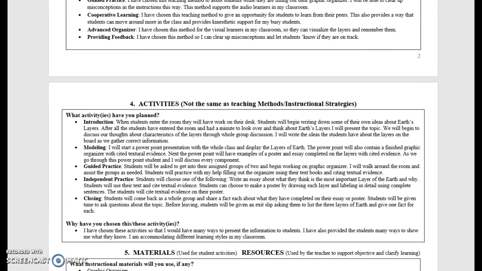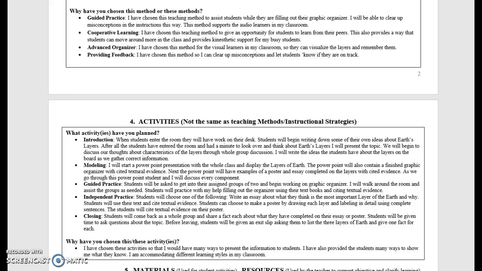Activities. Introduction. When students enter the room, they will have work on their desk. Students will begin writing down some of their own ideas about Earth's layers. After all the students have entered the room and have had a minute to look over and think about Earth's layers, I will present the topic. We will begin to discuss our thoughts and characteristics of the layers through whole group discussion. I will write the ideas the students have about the layers on the board as we gather the correct information.